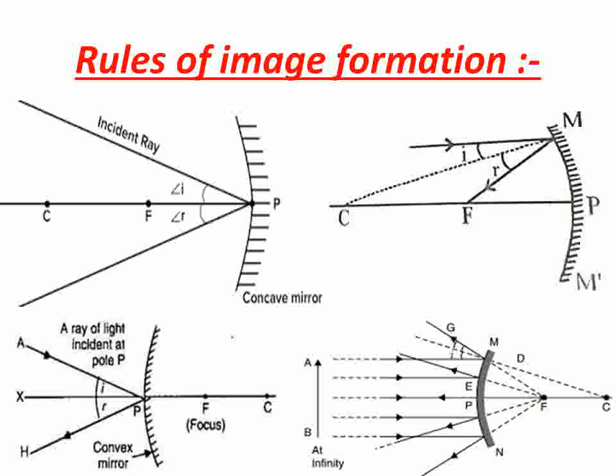Rays of light coming from infinity are always parallel to the principal axis. They fall on the convex mirror, and first the normal, the dotted line from C to M, gives the direction of the normal. Then the angle of incidence I is equal to the angle of reflection R. I is equal to R, both become equal, and the incident ray reflects from the convex mirror on its reflecting surface MN.